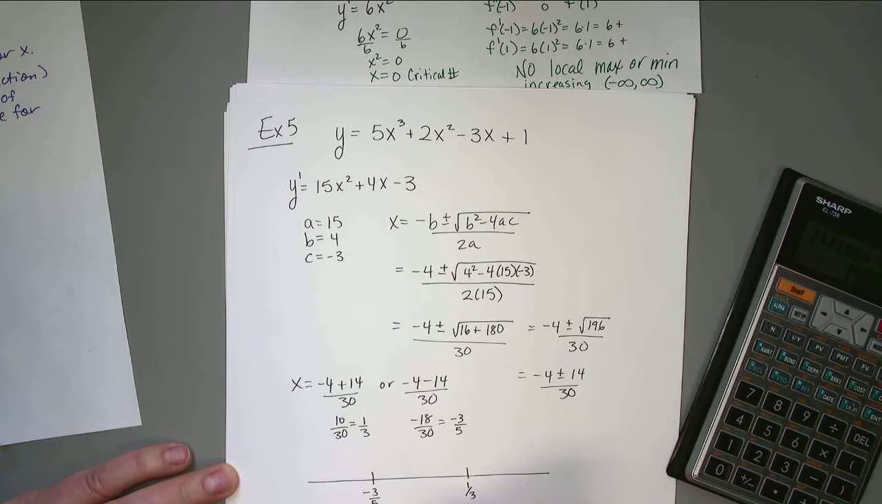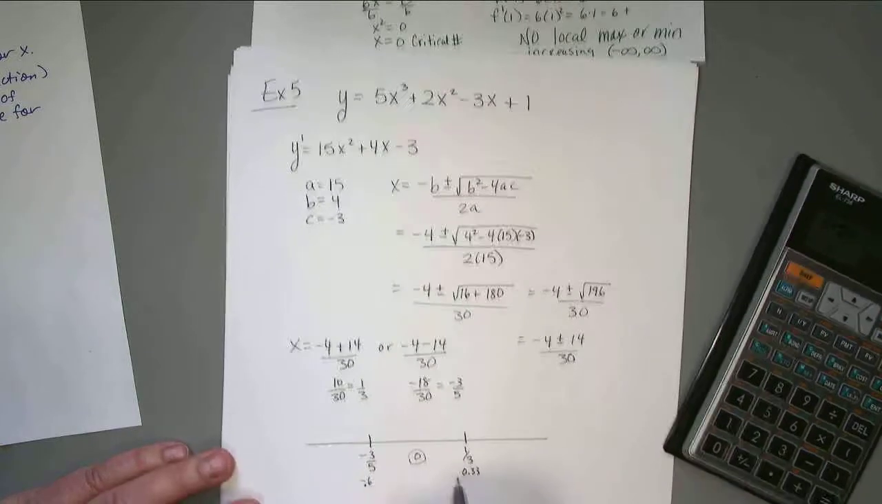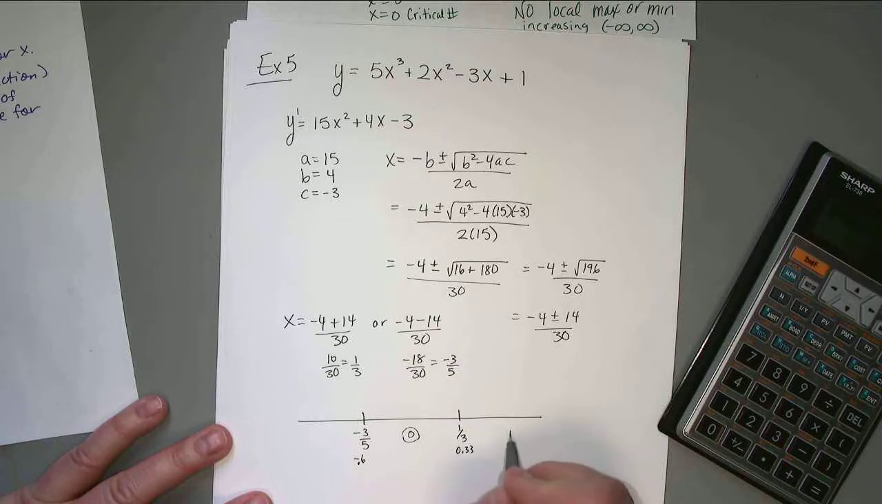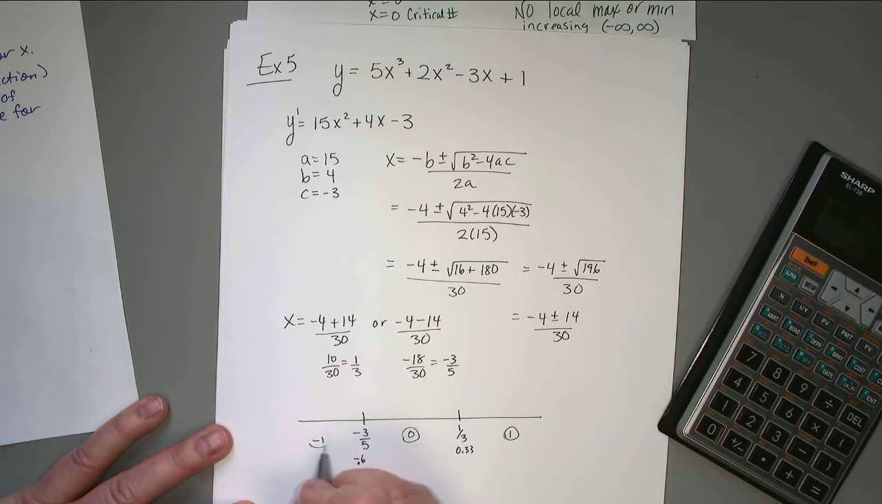Now if you put it in the calculator, this is 0.33. 3 divided by 5 is 0.6. So in between we could pick 0, because that's a negative and that's positive. So in between is 0. Bigger maybe 1, and less, minus 1.